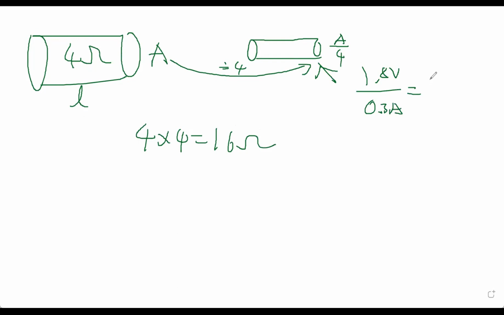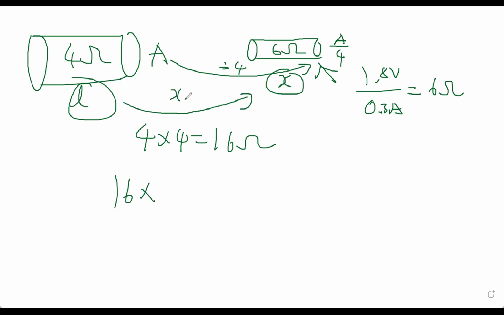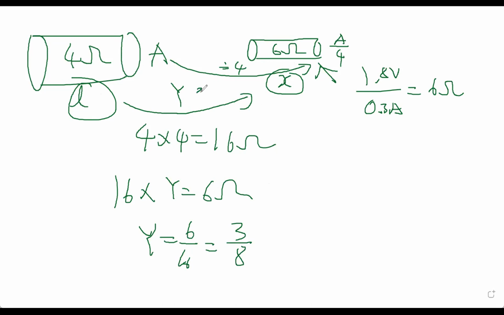So this wire should only be 6 ohms. So my length must decrease also. What's my new length? I don't know. But I know for a fact that my 16 ohms multiplied by this multiple, let's call it y, multiplied by y should make it only 6 ohms. So my y should be 6 over 16, which is 3 over 8, which means my L should be multiplied by 3 over 8 to become 6 ohms.